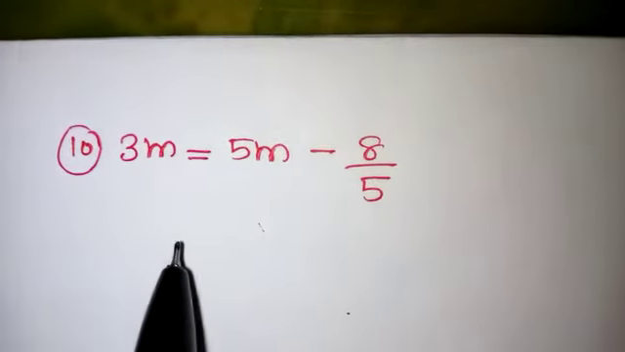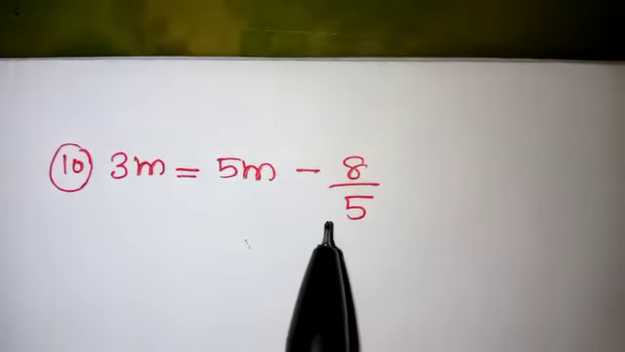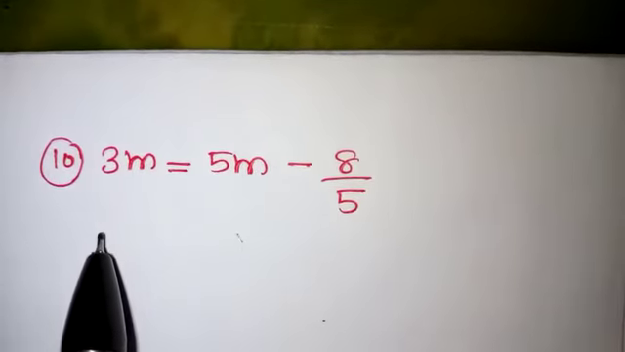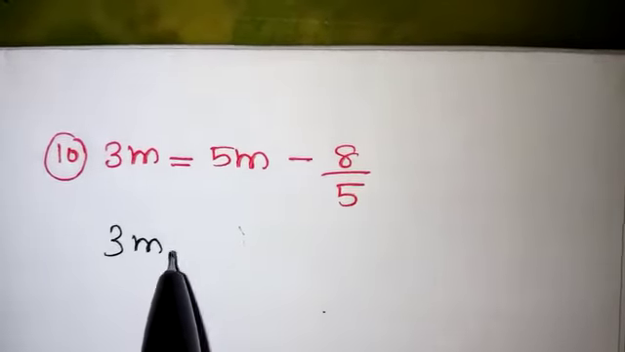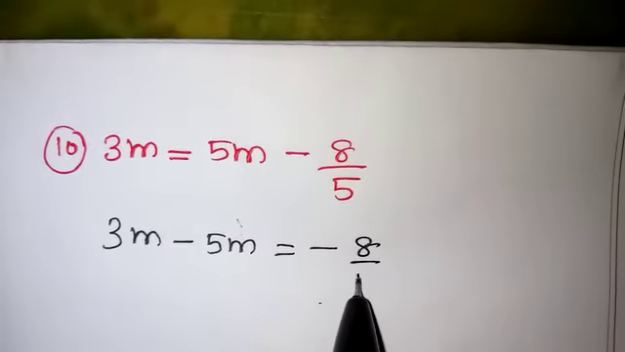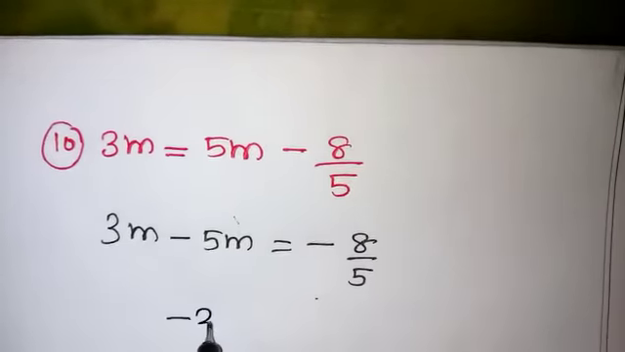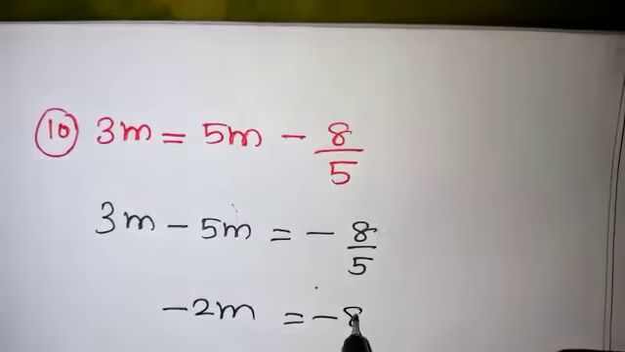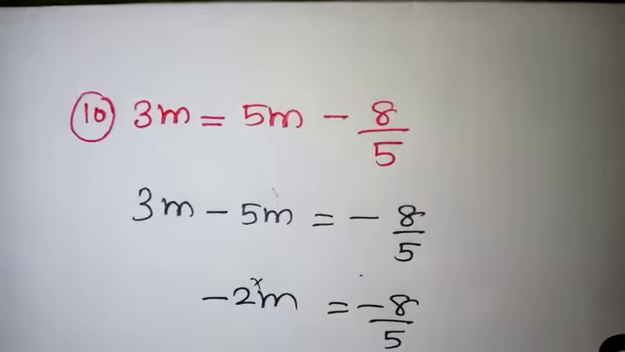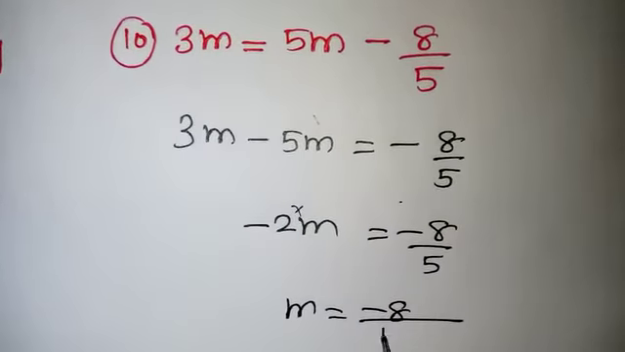So look at the 10th problem. Our question is 3m is equal to 5m minus 8 by 5. So let us bring all the m to one side. The plus 5m, bring it to the other side, that is minus 5m. So 3m minus 5m is equal to minus 8 by 5 we are getting. So 3m minus 5m, 3 minus 5 is minus 2m, which is equal to minus 8 by 5. So this is a multiplication by minus 2. If you bring it to the other side it will become division. So m is equal to minus 8 by 5.